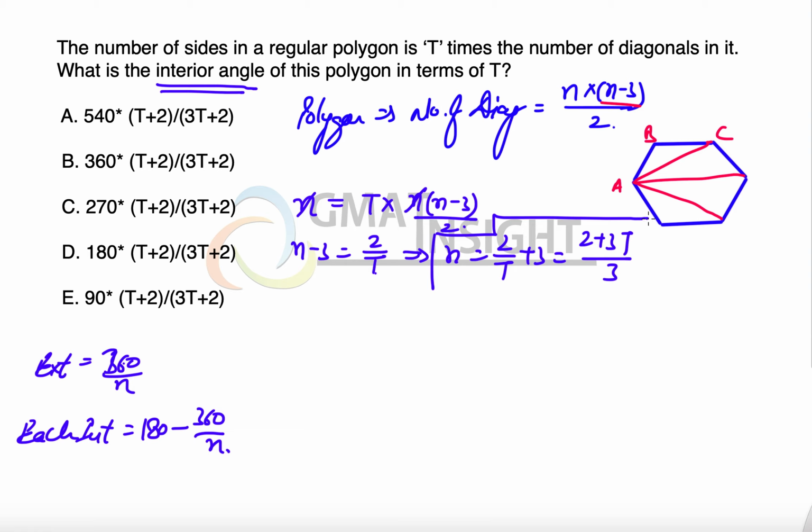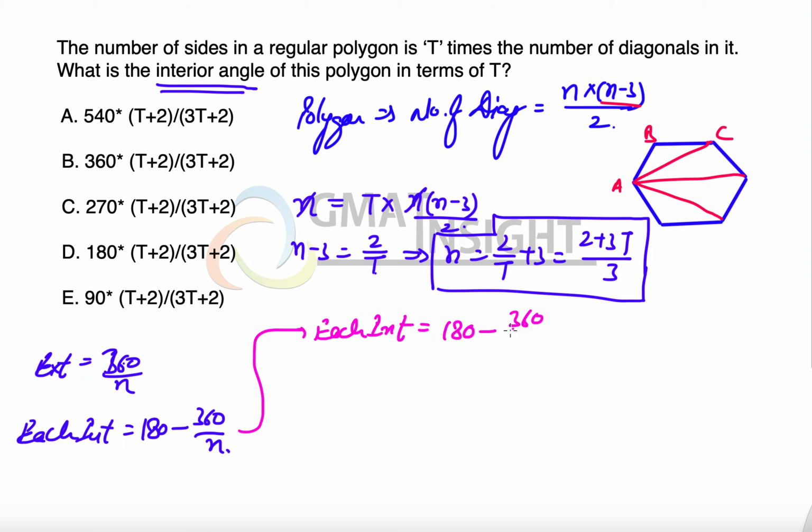Now that we have the value of n here, we are going to substitute this value in the expression of each interior angle. So we can say that each interior angle is equal to 180 minus 360 divided by 2 plus 3t divided by t. Actually we have t here, 2 plus 3t divided by t. So let's quickly simplify this further. It eventually becomes 180 minus 360 multiplied by t divided by 2 plus 3t.